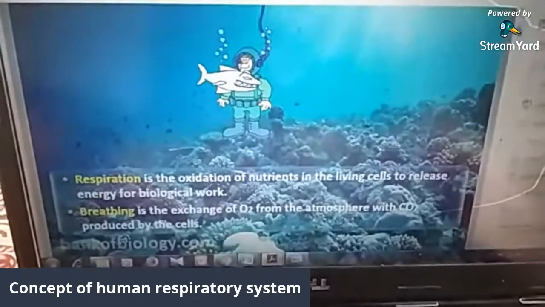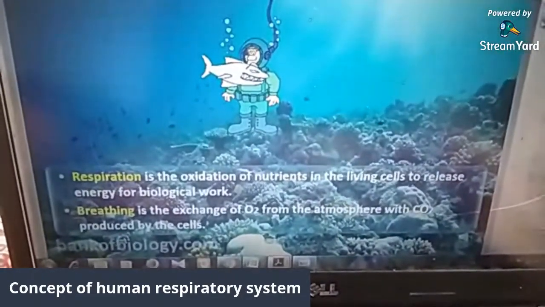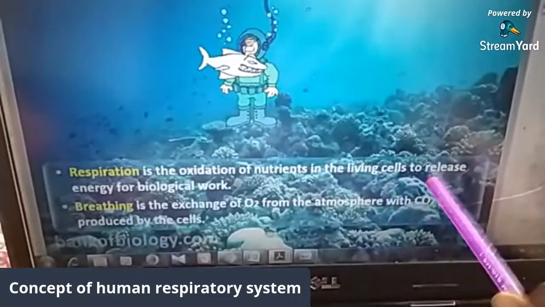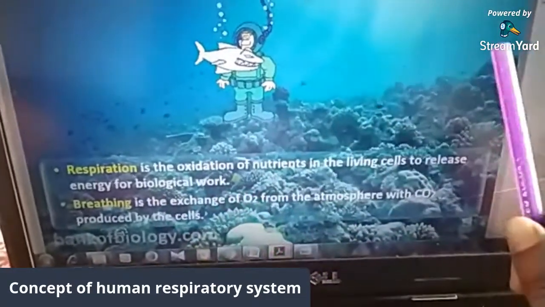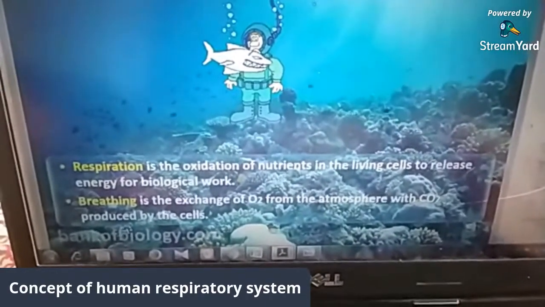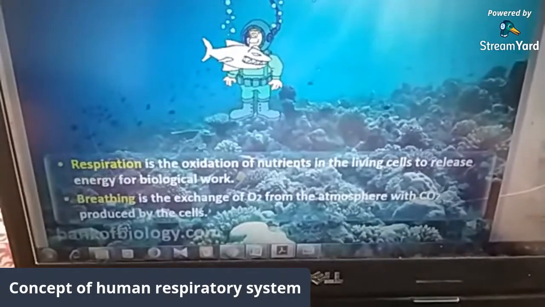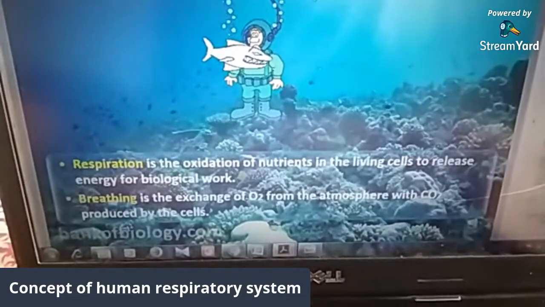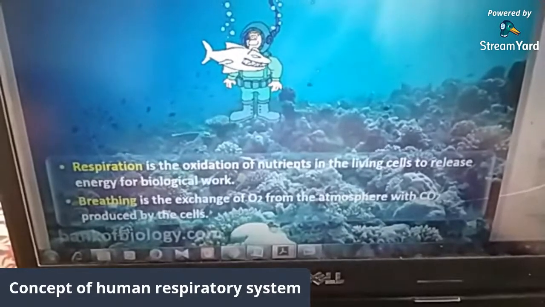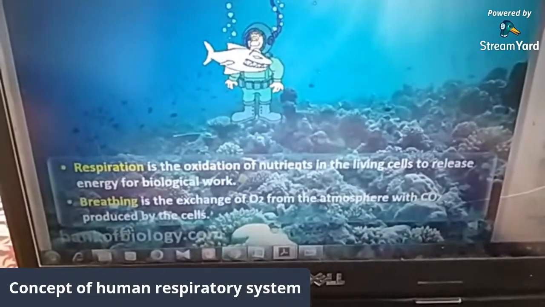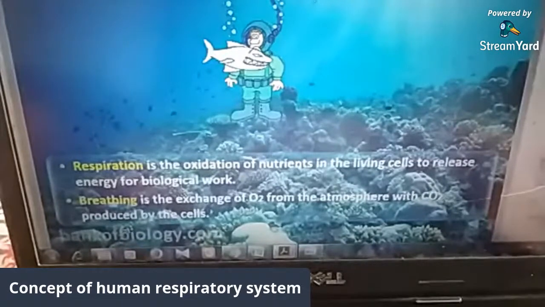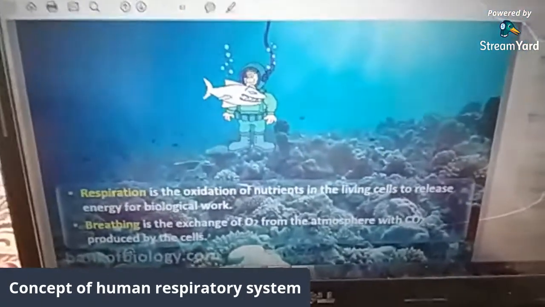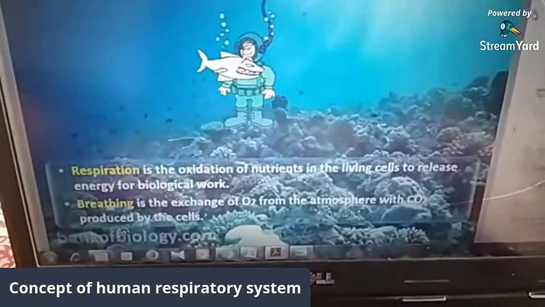First, you should know what is the meaning of respiration. It means the oxidation of nutrients in the living cells to release the energy for biological work. Clear? In the general term, you can write it this way: this is the exchange of gaseous material, the procedure through which oxygen and carbon dioxide exchange with each other, and it maintains the equilibrium in our environment, in our body. The breathing is the exchange of oxygen from the atmosphere with carbon dioxide produced by the cells. Clear? So this is the overview of respiration and the breathing system.